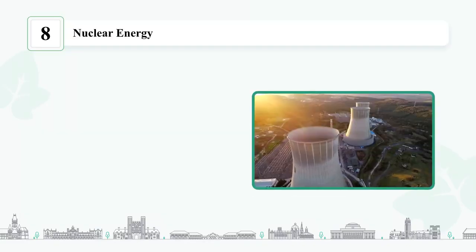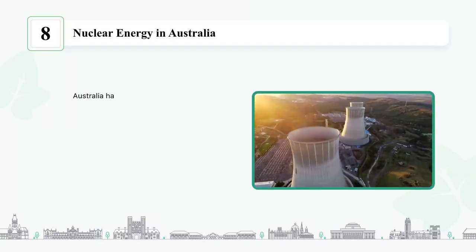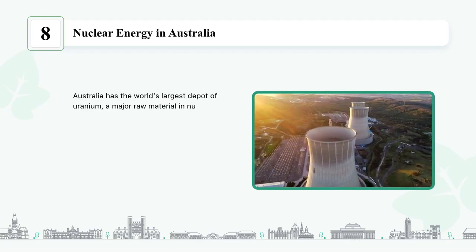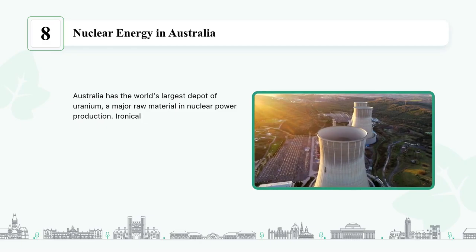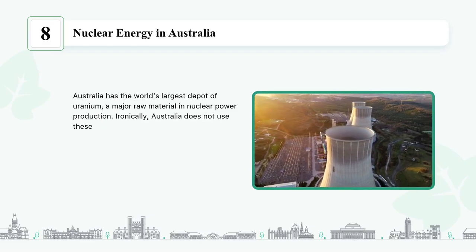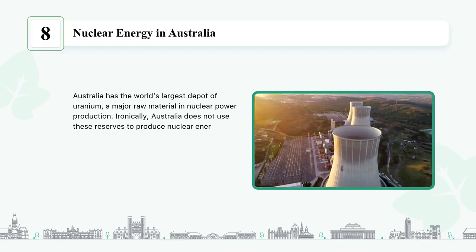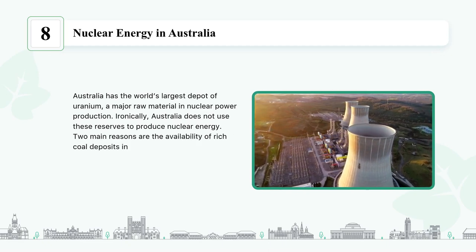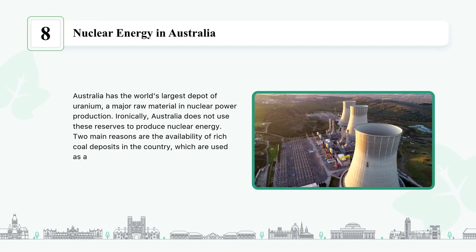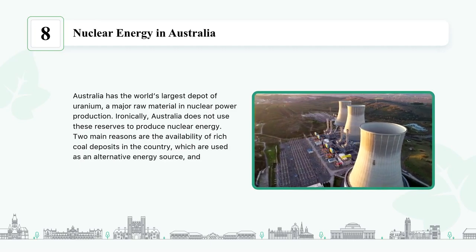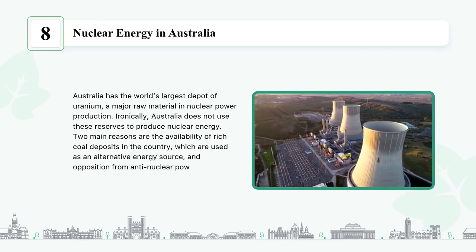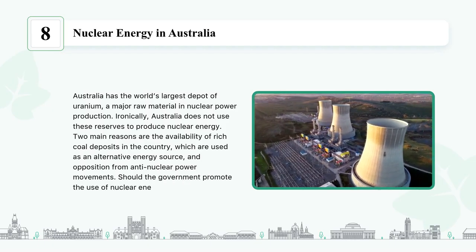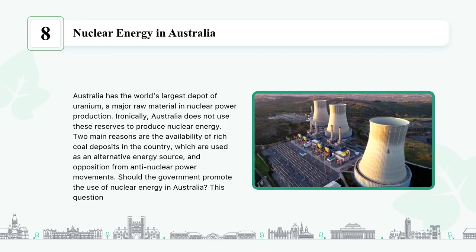Nuclear energy in Australia. Australia has the world's largest depot of uranium, a major raw material in nuclear power production. Ironically, Australia does not use these reserves to produce nuclear energy. Two main reasons are the availability of rich coal deposits in the country, which are used as an alternative energy source, and opposition from anti-nuclear power movements. Should the government promote the use of nuclear energy in Australia? This question is worth discussing.